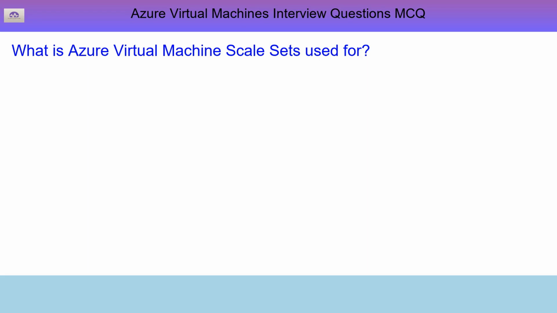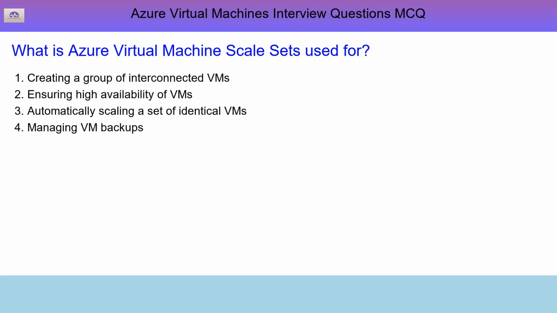Which is Azure Virtual Machine Scale Sets used for? Here are your options. 1. Creating a group of interconnected VMs. 2. Ensuring high availability of VMs. 3. Automatically scaling a set of identical VMs. 4. Managing VM backups. The correct answer is automatically scaling a set of identical VMs.